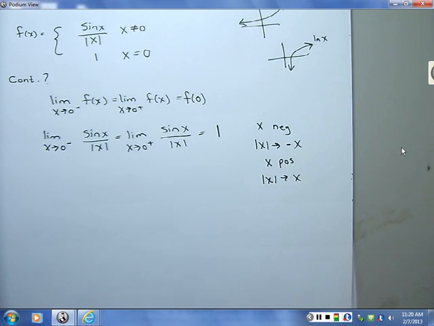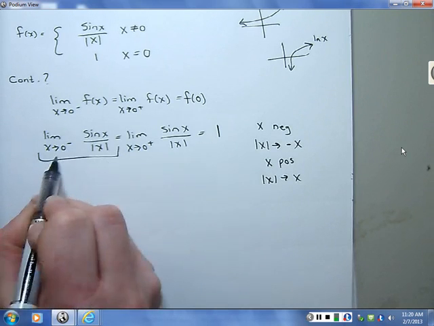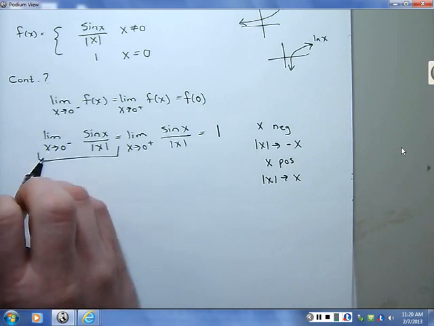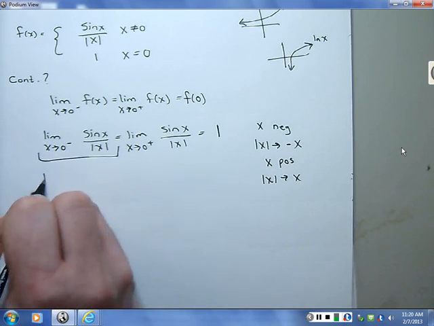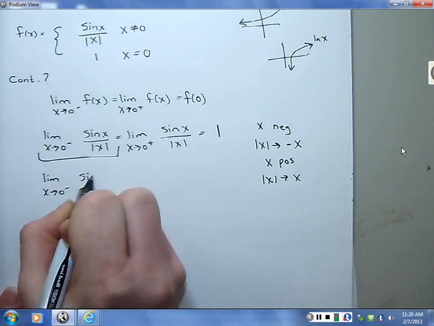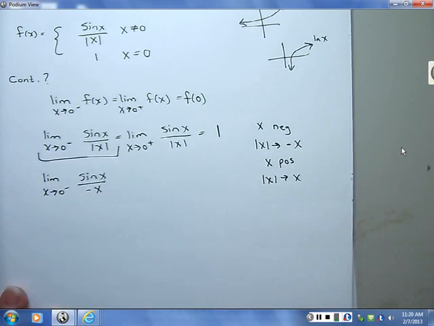So evaluating this limit, is x positive or negative? Negative, because it's always on the left side of 0. So I can replace this as the limit as x goes to 0 from the left of sine of x over minus x, right?